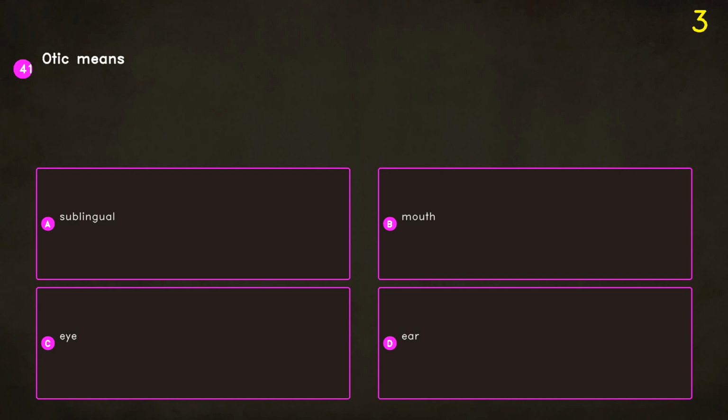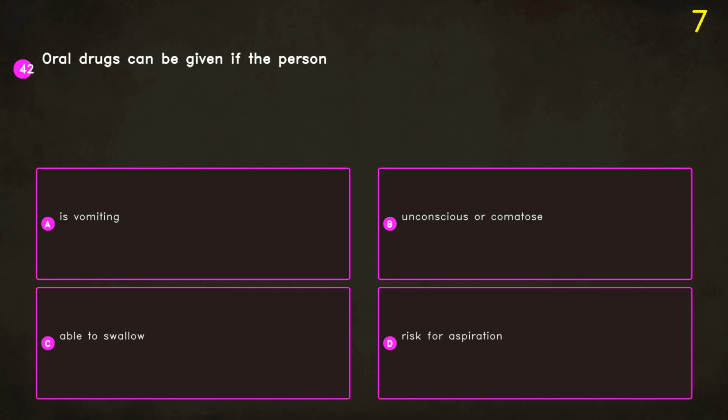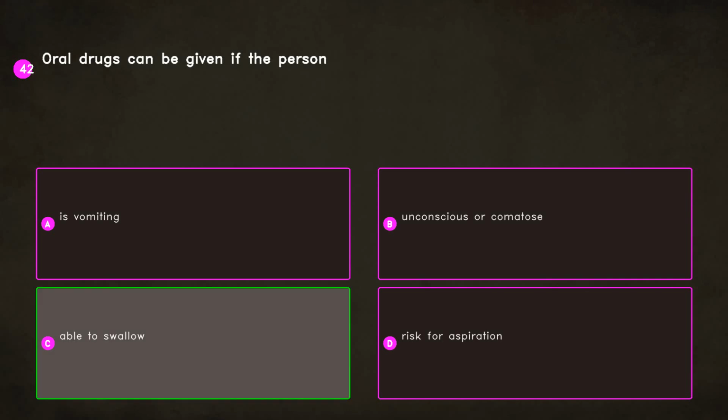Question 41. Otic means A. Sublingual. B. Mouth. C. ID. Ear. The correct answer is ear. Question 42. Oral drugs can be given if the person A. is vomiting. B. Unconscious or comatose. C. Able to swallow. D. Risk for aspiration. The correct answer is able to swallow.